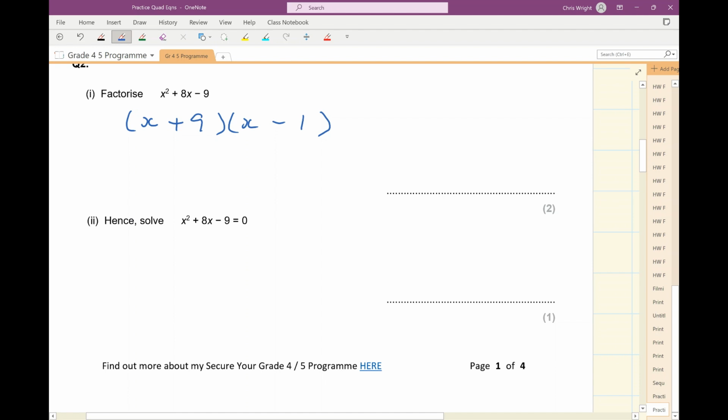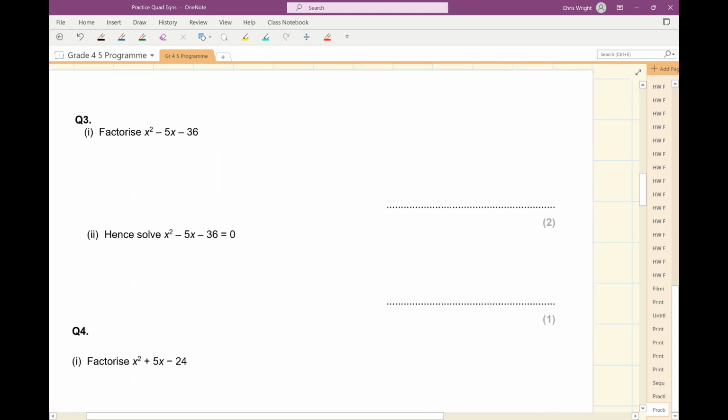And so in part 2, when I'm asked to solve this equation, I'll start by factorizing the left-hand side. So I've got x plus 9 times x minus 1 equals 0. So my solutions are x equals minus 9 or 1.